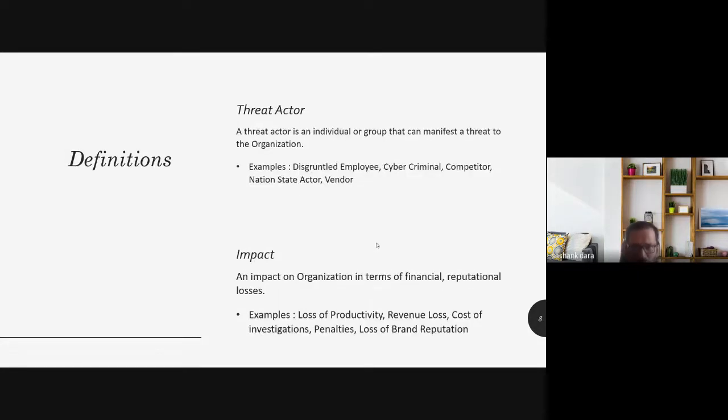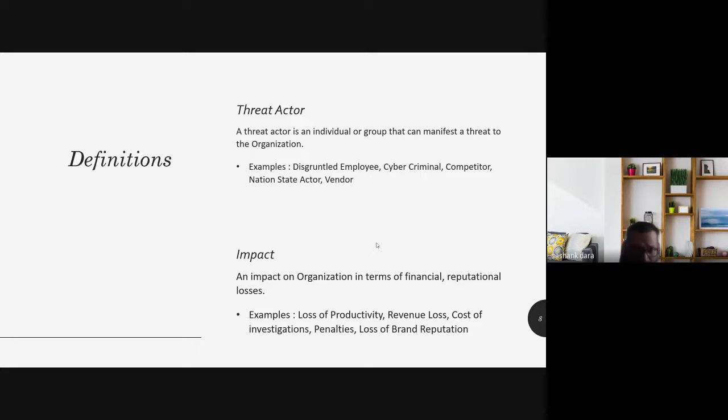Now, threat actor. Who is an actor? An actor is a person, individual, or group that can manifest this threat. It could be a disgruntled employee. He's somehow upset about something. He just stole some data and sold it to a competitor, or he abused that information in some way that could cause harm to the organization's revenue or reputation.